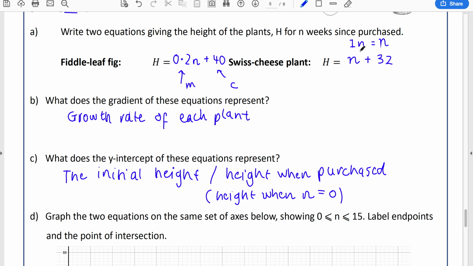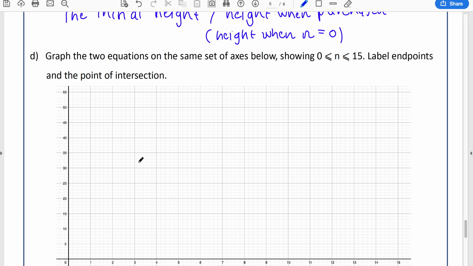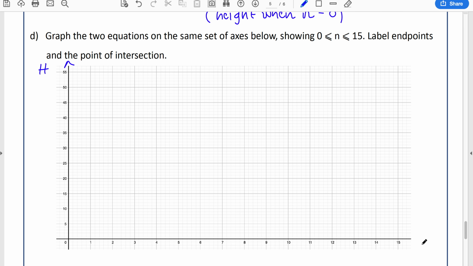Okay, now that we've got our two rules, you'll see we're going to be graphing them, just like we did with the previous example. We want to get both of these graphs on the same set of axes. So we'll go over to our calculator. Before I do that, I'm just labeling. I've got my h-axis for the height and my n-axis is for the number of weeks.